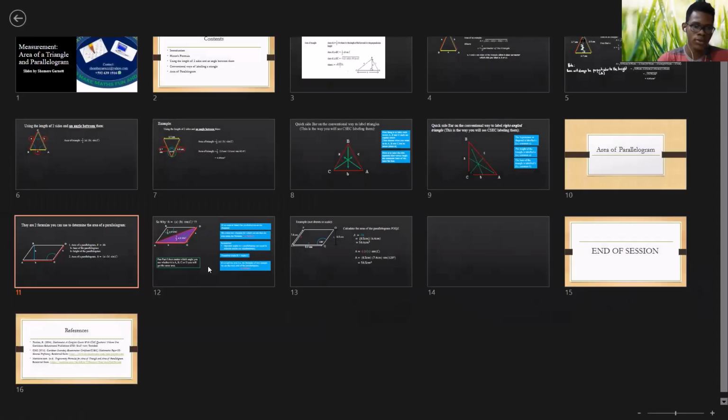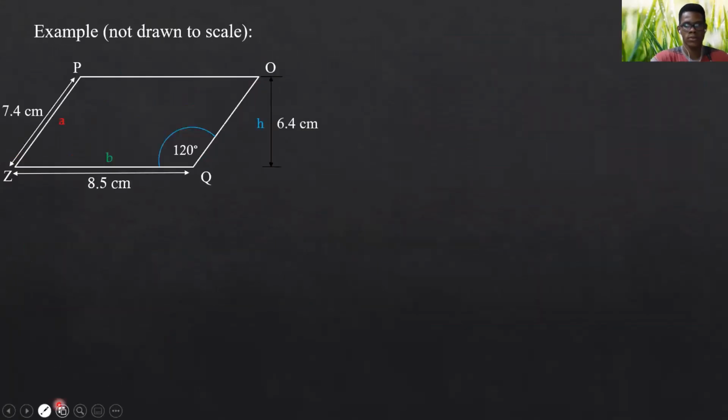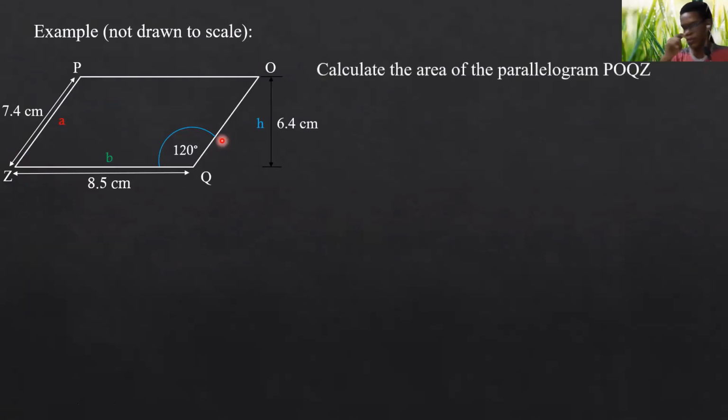An example. Let's look at an example real quick. We can use either one of the formulas. We use both formulas and get the same answer. You expect to get the same answer, right? So let's use the first one. What we want to do is calculate the area of this parallelogram, POQZ. I didn't use any convention to label the parallelogram.